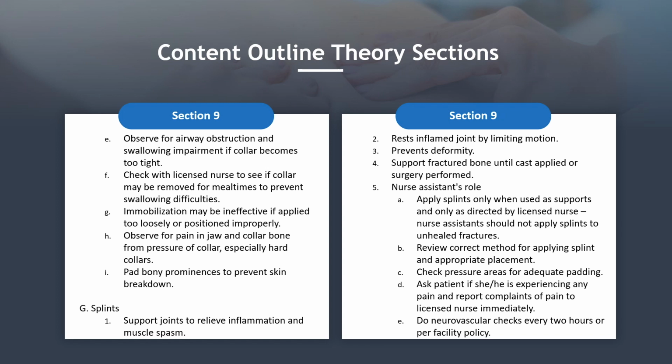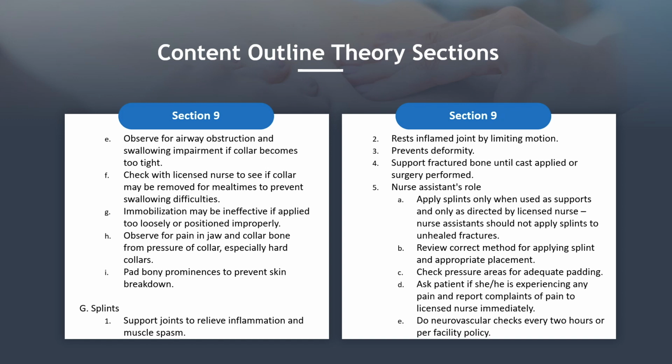Splints. Splints support joints to relieve inflammation and muscle spasms, to rest inflamed joints by limiting motion, to prevent deformity, and to support fractured bones until a cast is applied or surgery is performed. The nurse assistant's role is to apply splints only when used as supports and only as directed by a licensed nurse. Nurse assistants should not apply splints to unhealed fractures.